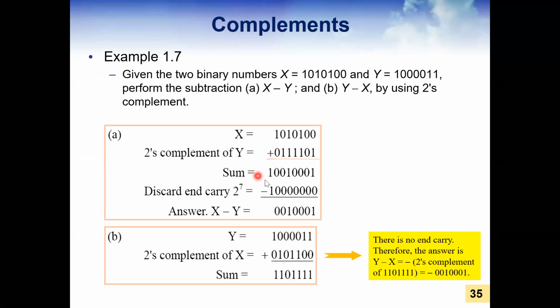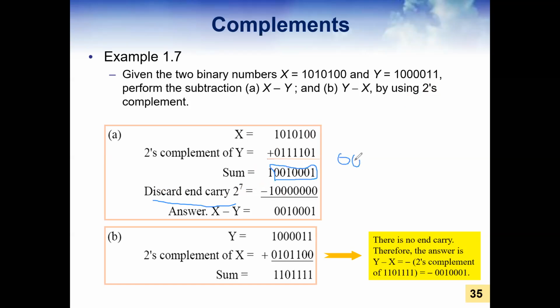How would you know if there is an end carry? It means your result will have more digits than the number of digits in the operands. So if there is an end carry, what is the rule? While performing subtraction in 2's complement, discard it, absolutely. So just ignore what they are writing here, like 2 to the power 7. You can just focus on discarding the end carry. So my result will be this one only.